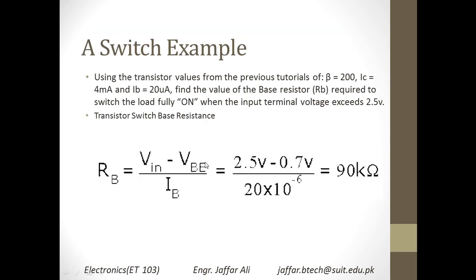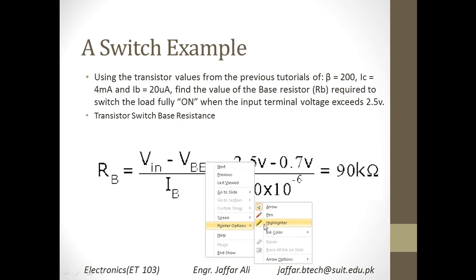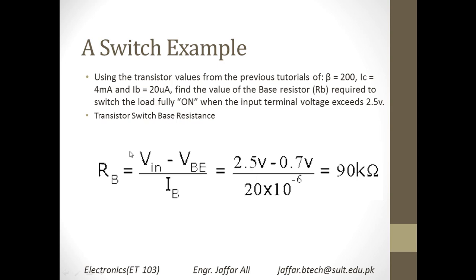This is also the example that we discussed in the previous class, so let's not repeat it again. But for those who haven't listened to that lecture, I will give a brief introduction. Using the transistor, you are given the beta value 200, IC is 4 milliampere and the base current is 20 microampere. You have to find the resistor RB, for which the switch is completely on, the load is completely on, and the input voltage should not exceed 2.5 volt.